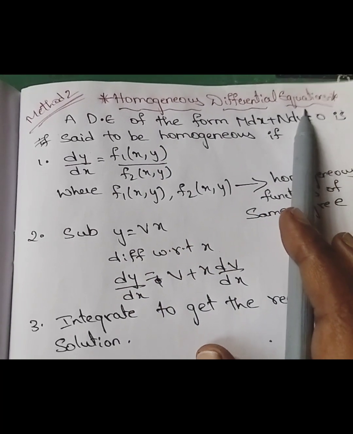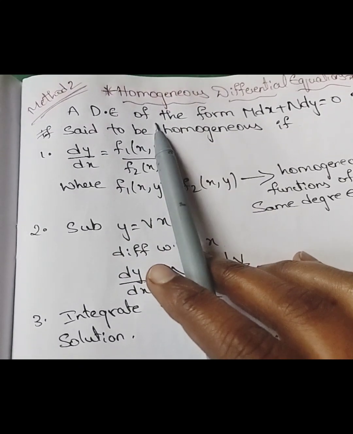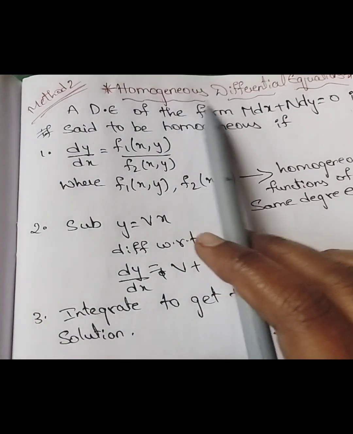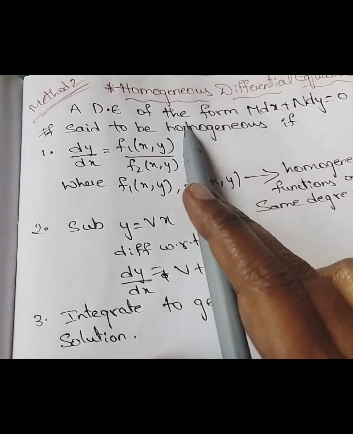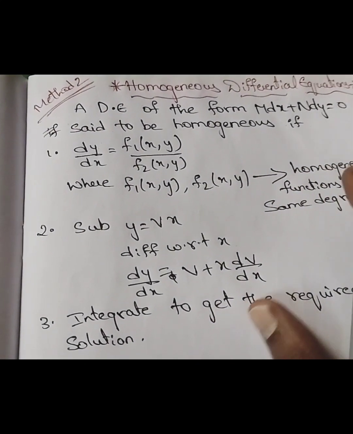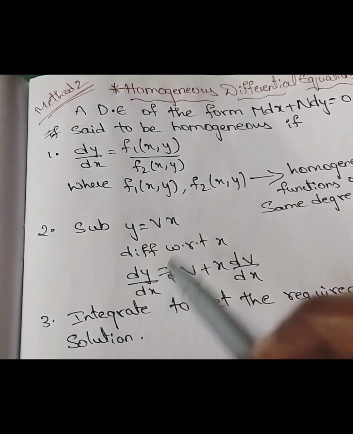Homogeneous differential equations. This is our method to solve differential equations by using the homogeneous method, which we are going to see now. If the differential equation is of the form M dx plus N dy equal to 0, then it can be solved as a homogeneous equation by using the following steps.